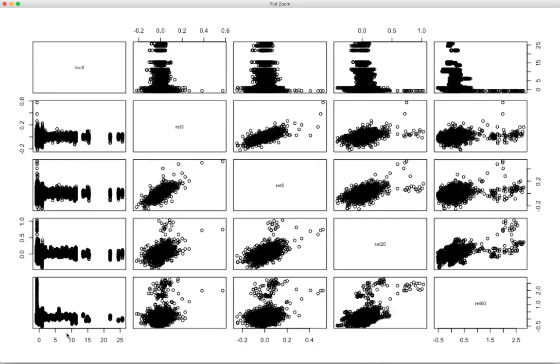And again, we're down here. Here's the 3-day, 5-day, 20-day, 60-day. What do we see, people? We don't see anything. We don't really see a positive relationship of any sort. This is disheartening, but did you really think it was going to be that easy, guys?